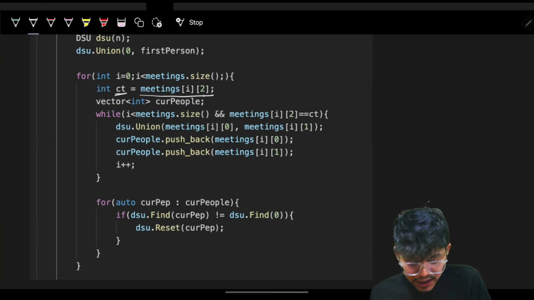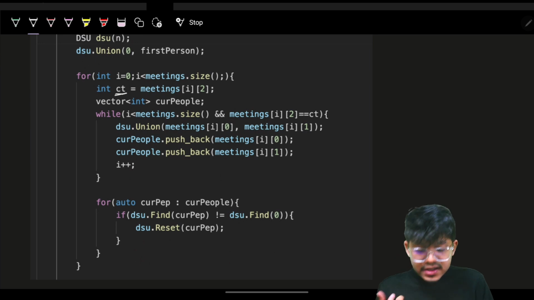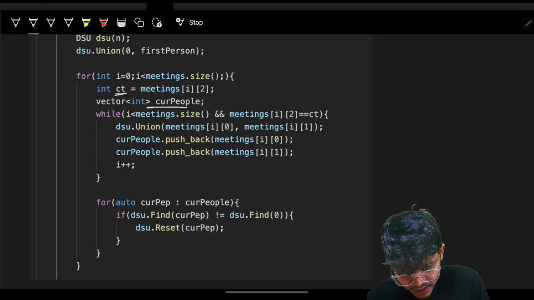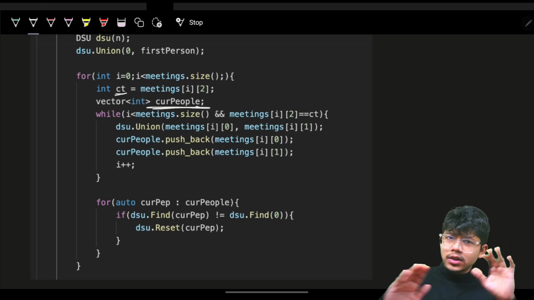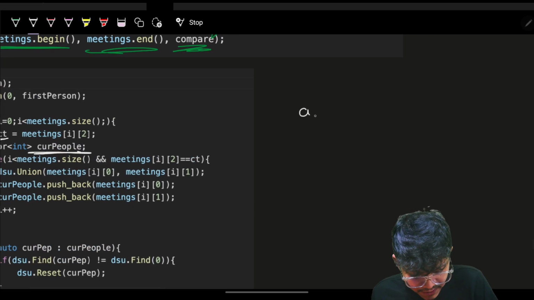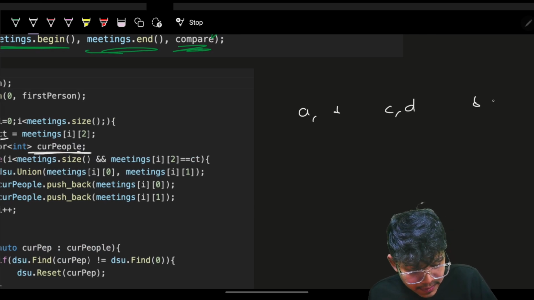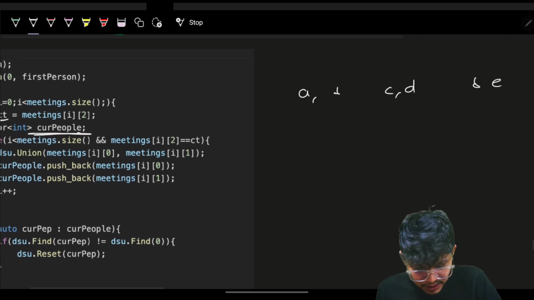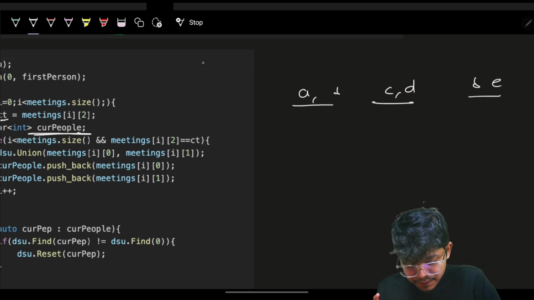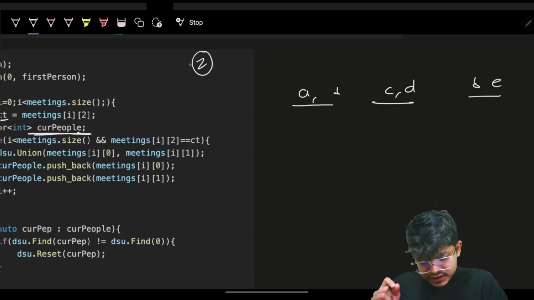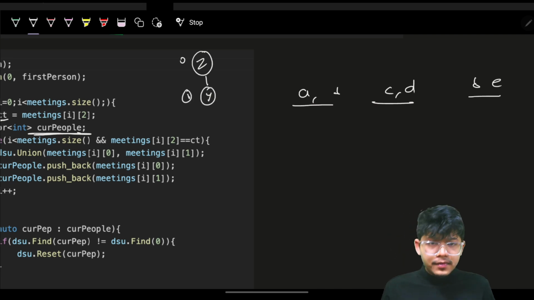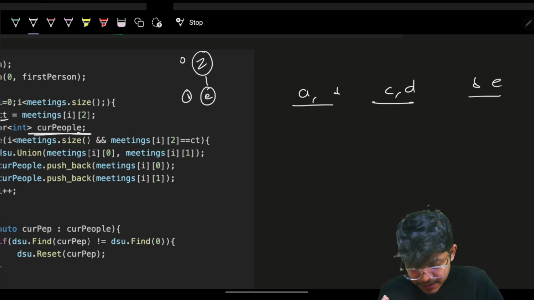Time is meetings of i of 2, right? Then I will check who are the people in the current time meeting, and the people in the same meeting room will connect with each other. So let's say we have A, B, C, D and B, E, and let's imagine they all happen at the same time. And we imagine that Z was person 0 and the first person was, let's say, E, right?